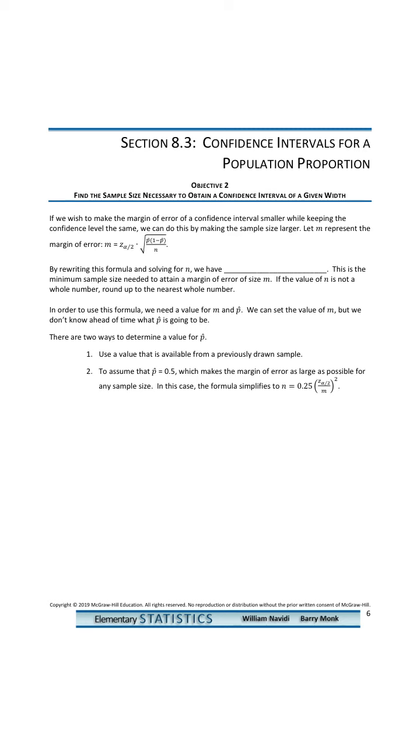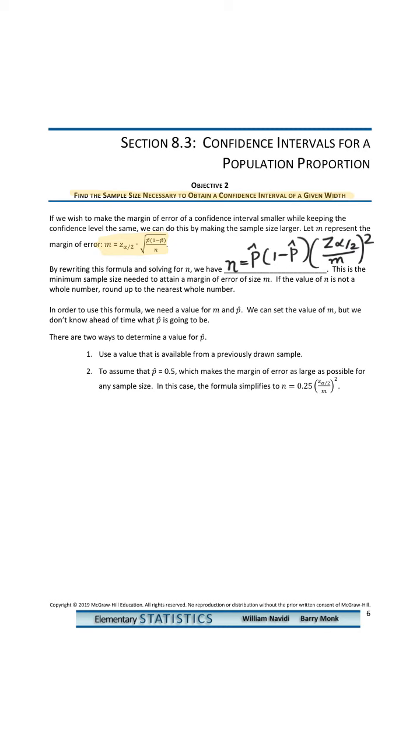Okay, in objective 2, we are going to find the sample size necessary to obtain a confidence interval of given width. We are already familiar with this formula. This is the formula to find the margin of error. If we solve this formula for n, we will get the sample size. So n will be equal to p cap times 1 minus p cap times z alpha over 2 divided by m, whole square.